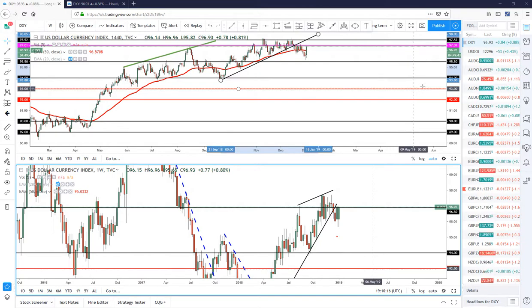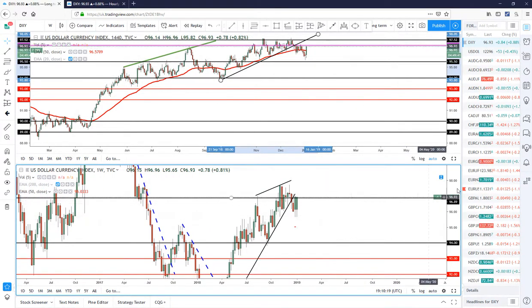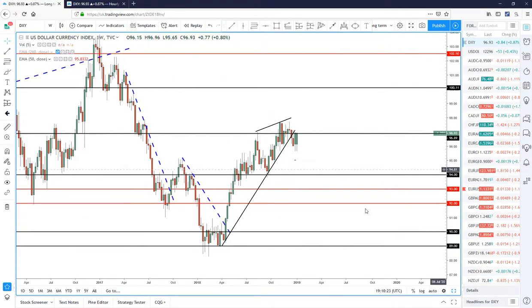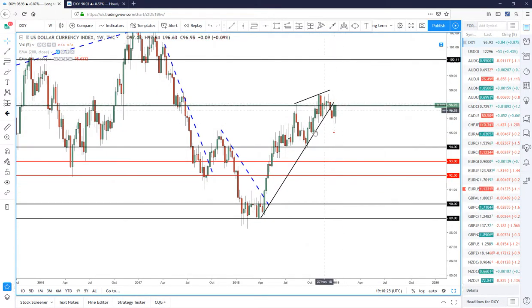And what we've had now over the last couple of weeks, we've actually had a breakdown to the downside of this upward sloping trend on here that's been tested and respected since April of 2018. So we had a breakdown there, and it looks like we're coming back up for a retest of the 97-ish area.